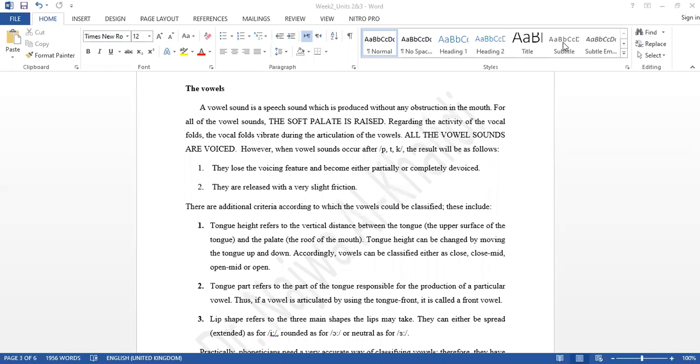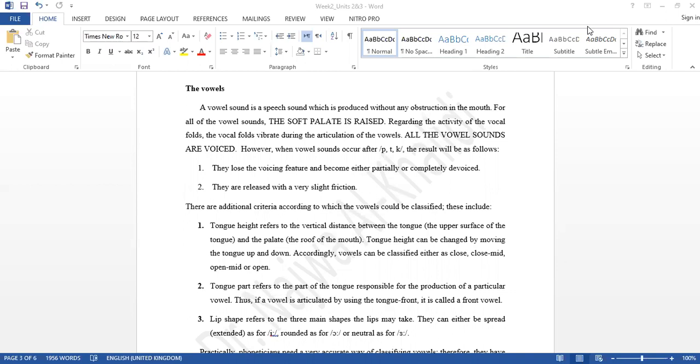Now, the thing we need to know here, all the features that we have just mentioned, like they are all voiced, they are articulated without any kind of obstruction, is that quite enough? We need further or additional criteria according to which vowel sounds could be described in detail. And we have 3 criteria. First of all, tongue height, and then we have the tongue part, and last we have the shapes that lips can take.